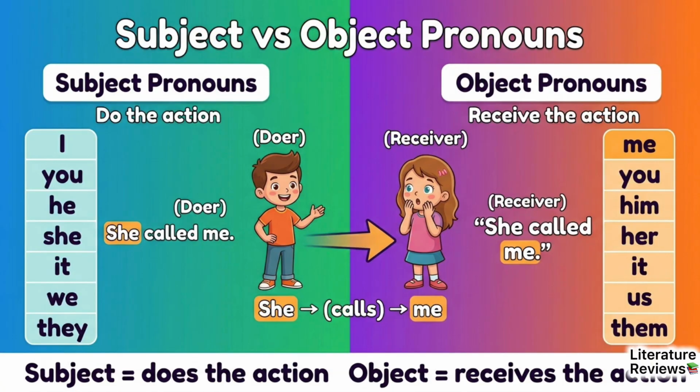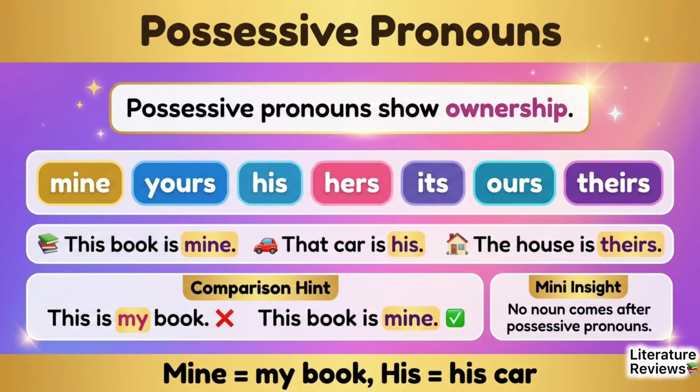Let's compare now. Subject pronouns do the action while object pronouns receive the action. In the sentence she called me, she is the doer and me receives the action. Remember doer versus receiver. Possessive pronouns show ownership. They replace nouns and tell us who something belongs to. For example, this book is mine, or that car is his.